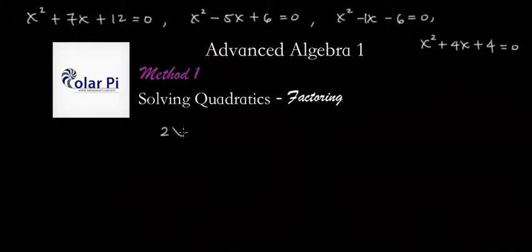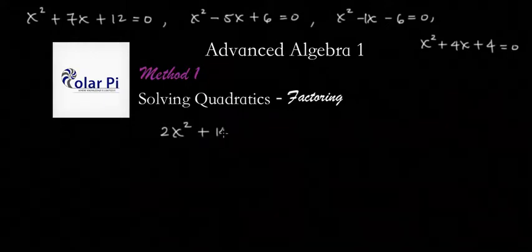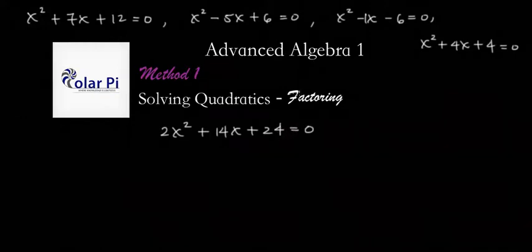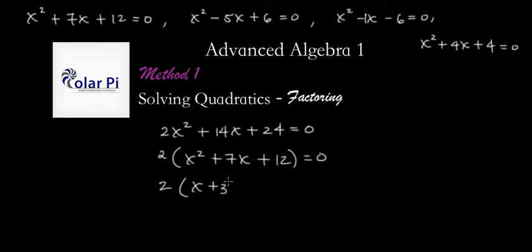Suppose you're given this, 2x squared plus 14x plus 24 equals 0. Well, it appears that you cannot use this method because the leading coefficient is not 1. In this case, it's 2. But look to see if you can factor out a 2 from all three terms, and you can. So when you do, you're left with a quadratic that you know how to deal with. That was our very first example, right? Equals 0. And so now you've got 2 times x plus 3 times x plus 4 equals 0.